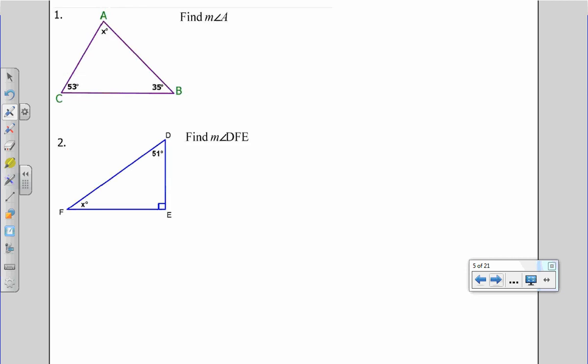Now, problem number 1 says, find the measure of angle A. And I know that these three angles add up to 180. So we can do it the way we did the other one, subtracting from 180, or I'm going to show you a different way that you might prefer. X plus 53 plus 35 equals what magic number? 180.